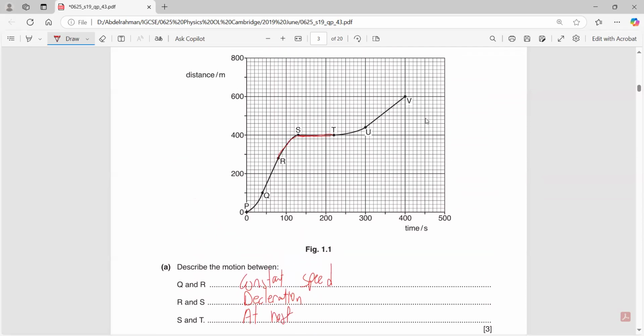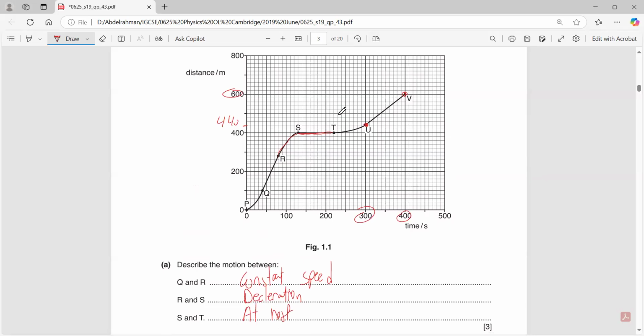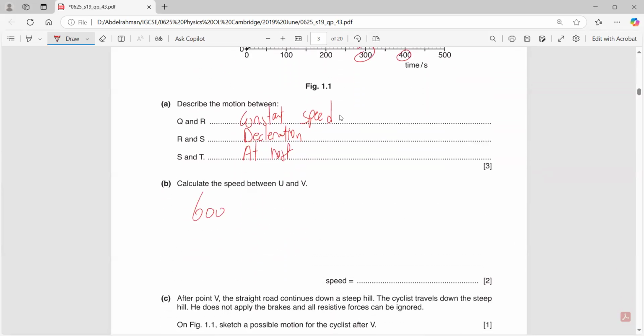Between U and V, how can I find the speed? I need to find the slope. So 600, 440, and 400, 300. So basically y2 minus y1 over x2 minus x1: 600 minus 440 over 400 minus 300. This will give you a speed of 1.6 meters per second.